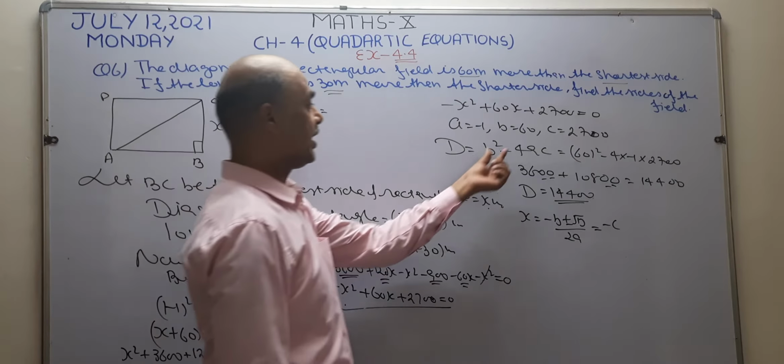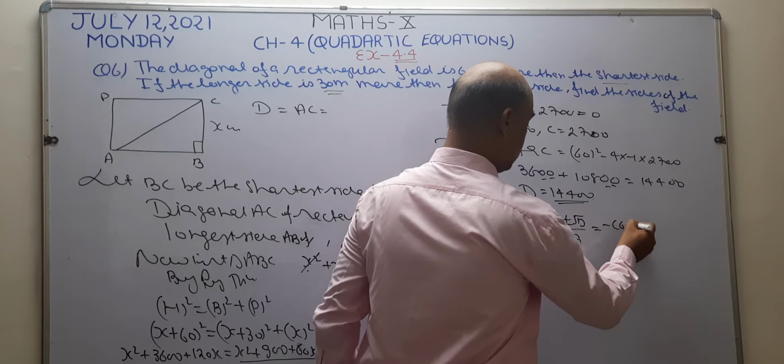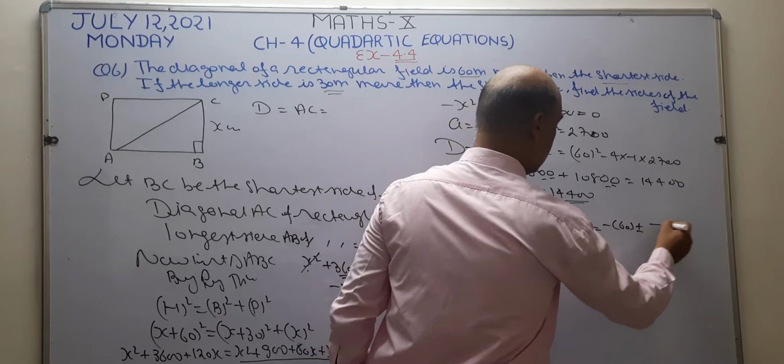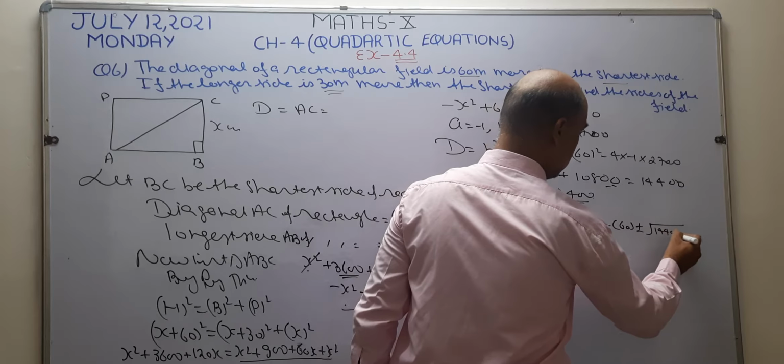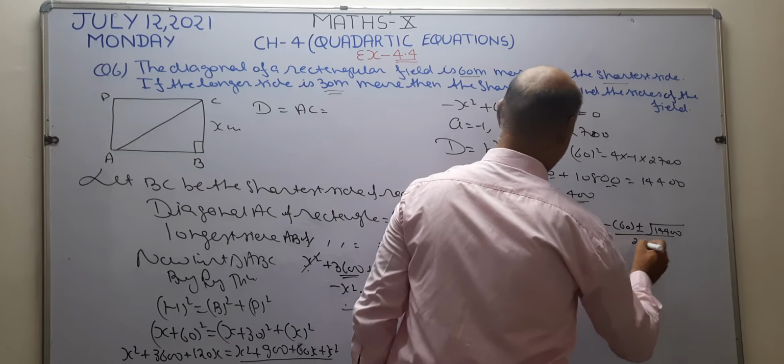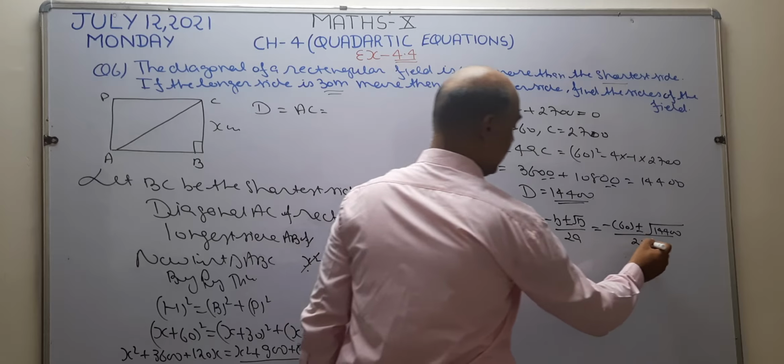So what is b? b is given. What is the value of b? I write here b = 60. So I write here 60 ± root D. The value of D is written here, so I write 1400 upon 2a. The value of a is minus 1, so I write here minus 1.